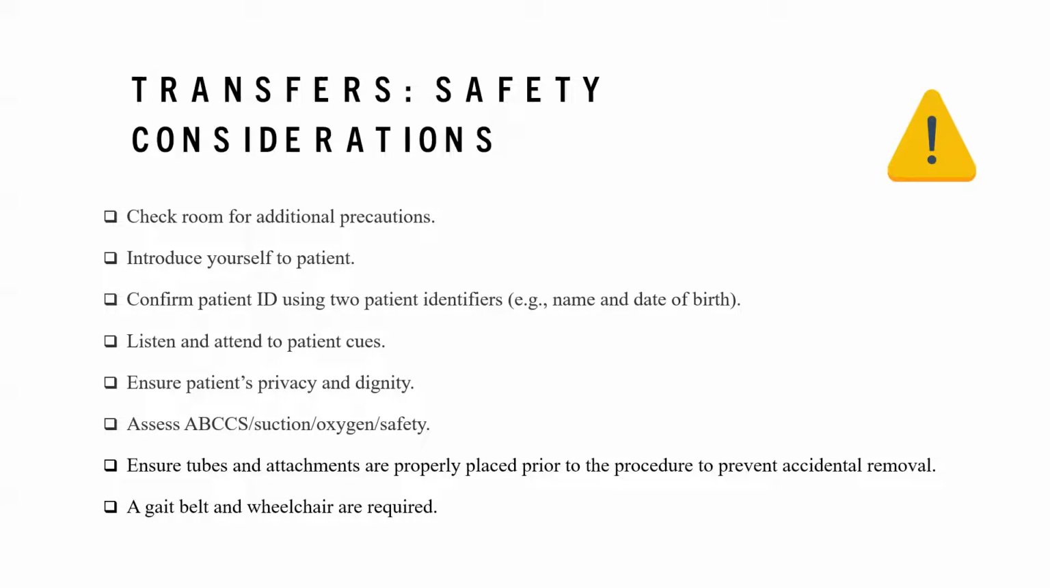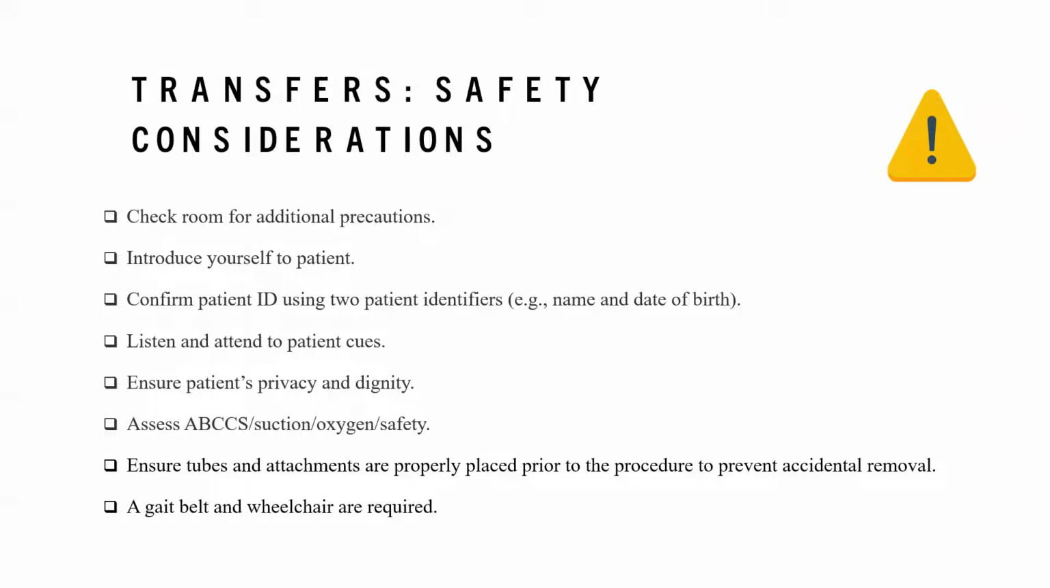Assess the ABCCS: suction, oxygen, safety. You want to check the breathing, the oxygen level, everything. If the patient is stable, you will mostly know from just observing. But if the patient tends to have dizziness after you shift them to sitting on the side of the bed from lying down, then it's best to check the SpO2 and maybe the PR also, just to make sure.